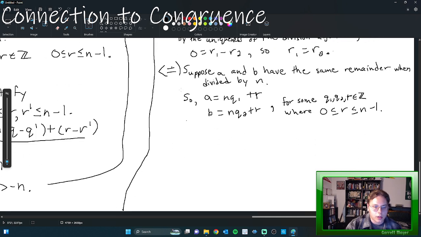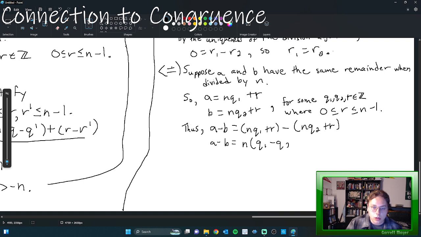Thus, what do we have? A minus B. So now we're just going to subtract these. And what we see is that when we subtract these, we get nQ1 plus R minus (nQ2 plus R). And from here, we get A minus B equals n times (Q1 minus Q2) plus R minus R. So what do we have here? We have A minus B equals n(Q1 minus Q2). Now Q1 minus Q2 is an integer, so that means that n divides A minus B.